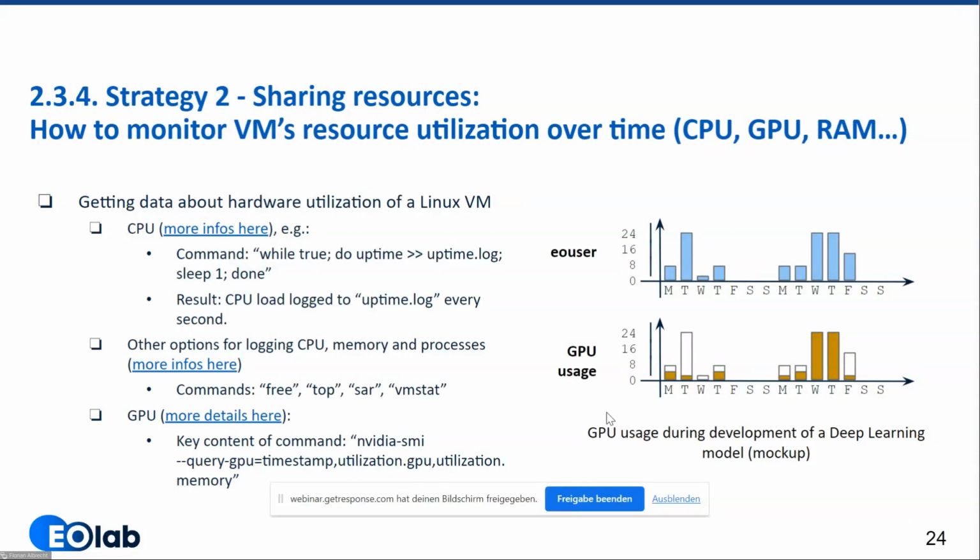Other options for logging CPUs, memories, and processes are included in the links here on this page. And you also can check the utilization of the GPU, and the link will present you where to do that. The key content of the command is that you go to NVIDIA-SMI and query the GPU timestamp and the utilization of the GPU and the utilization of the memory. And then you get information about this.